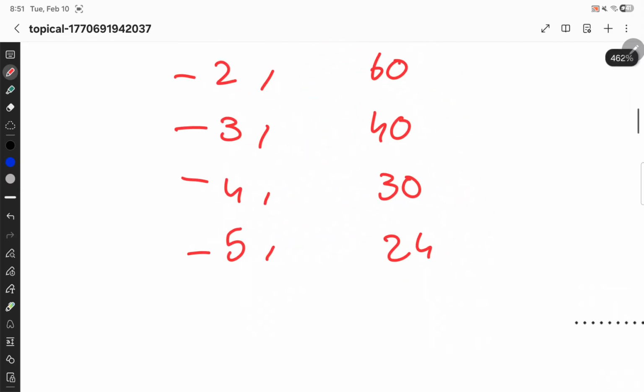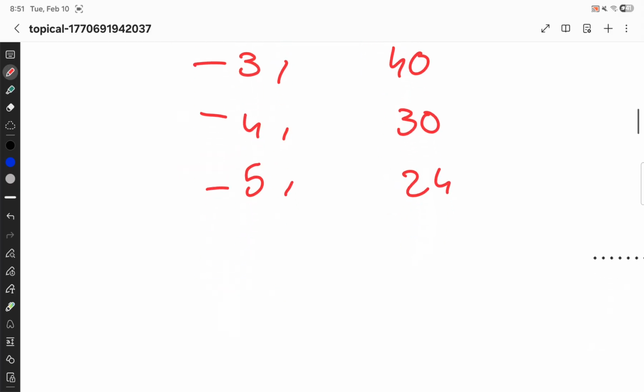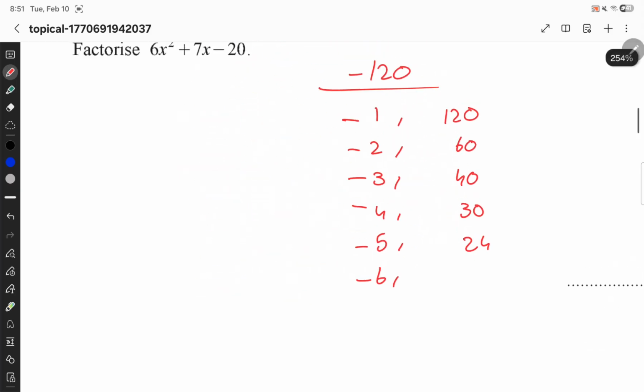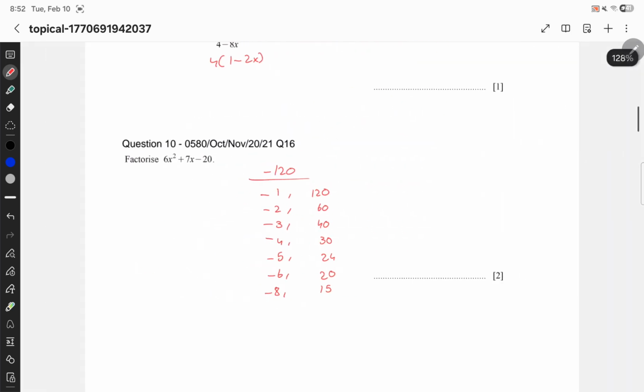Now 7, if we see the differences, we are not getting anywhere close to 7. So let's keep going, if we can find a good factor, a good pair. 5, 6, 7, 8. Does it divide by 8? Yes, it can. Yeah, you might just need to try a lot.